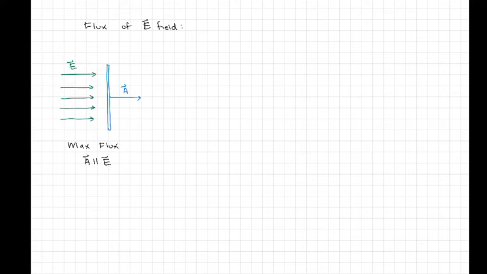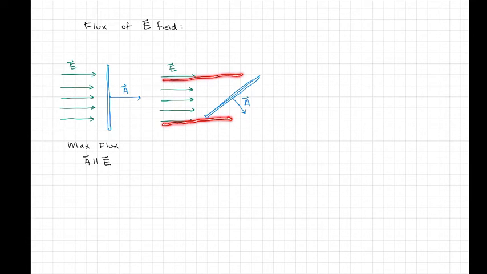If instead, I'm going to copy this, I had a surface that had the same surface area, but it was tilted at some angle, now my area vector is pointing in this way. Now this particular surface is actually going to intersect fewer of the field lines. For example, it's going to miss this one. This one clearly caught that one. So this is a weaker flux.